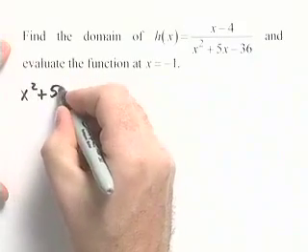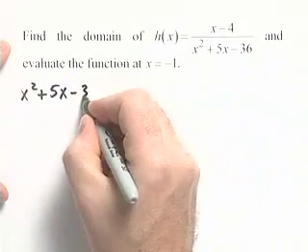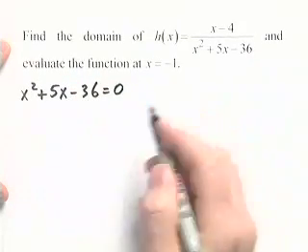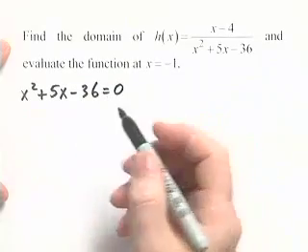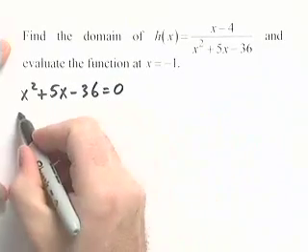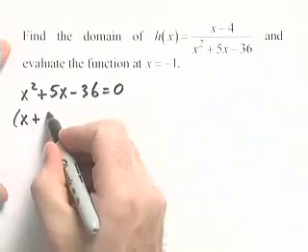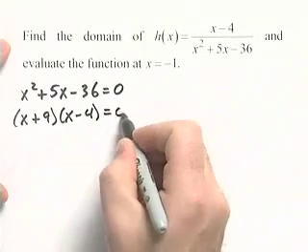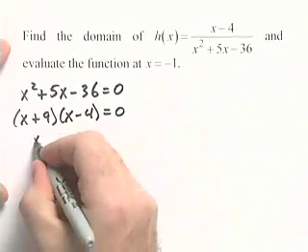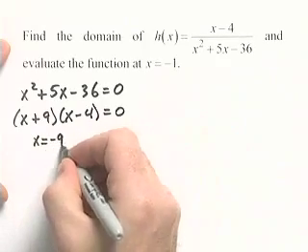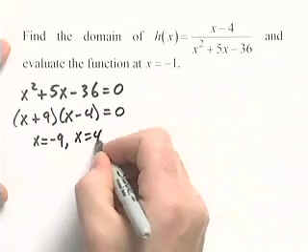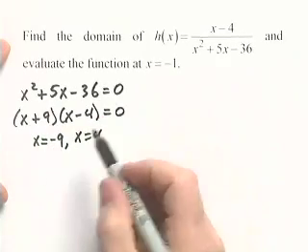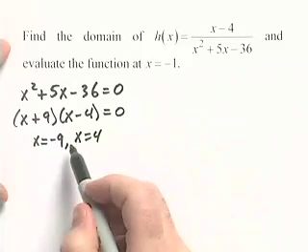So we'll start by setting the denominator equal to 0 and solving this equation. We have a quadratic equation that we can try to solve by factoring, and this does factor as x plus 9 times x minus 4. So this will give me x equals negative 9, or x equals 4 if I set each of these factors equal to 0. So we've got these two restricted values.